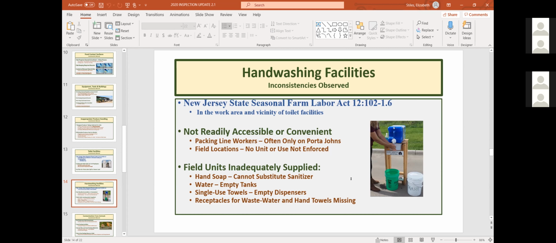In the field locations, a lot of times there were trucks without any hand washing facilities. On the right side of the slide is one you can make yourself. It's pretty easy. You need to make sure that there's hand soap because sanitizer is not a substitute for washing. Make sure the water tanks are filled up. You need single-use towels and receptacles for the wastewater and the hand towels.